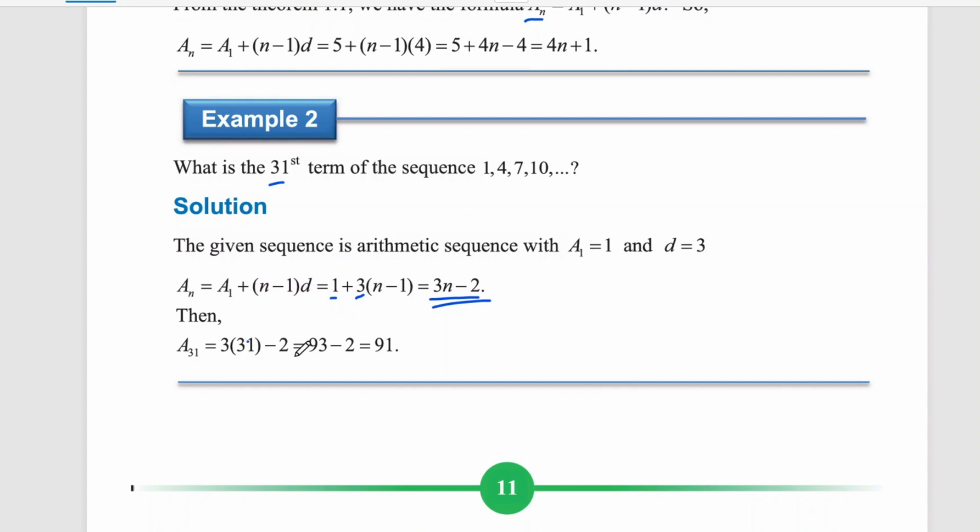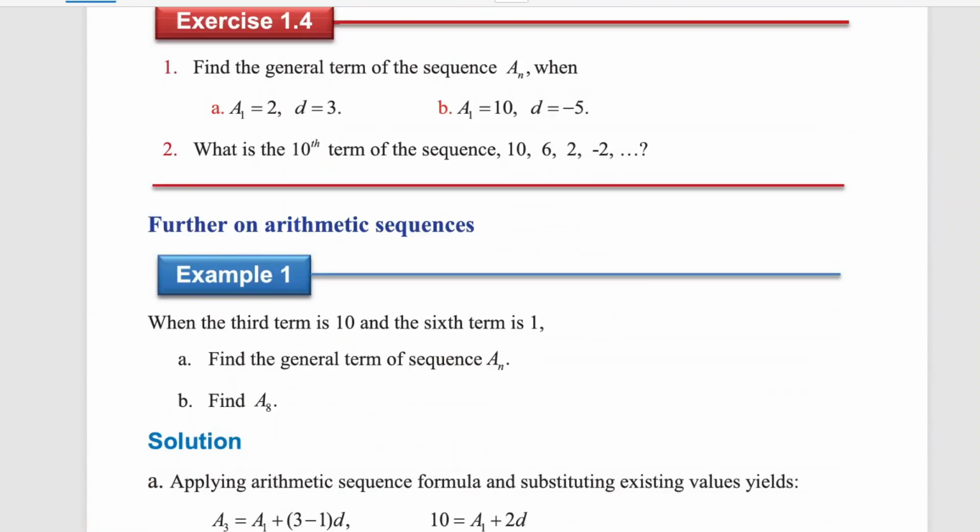Okay, let's see this example exercise. Find the general term of the sequence AN. General term of the sequence AN ni barbaadaadha. A1 fi D nu kennee jira. Directly substituting those values in our general formula, we can find AN. This is not that difficult. You can practice it.